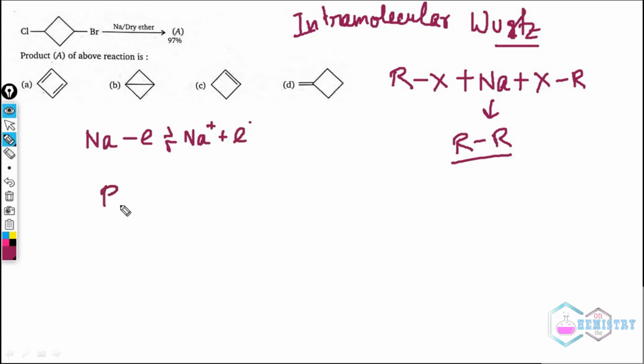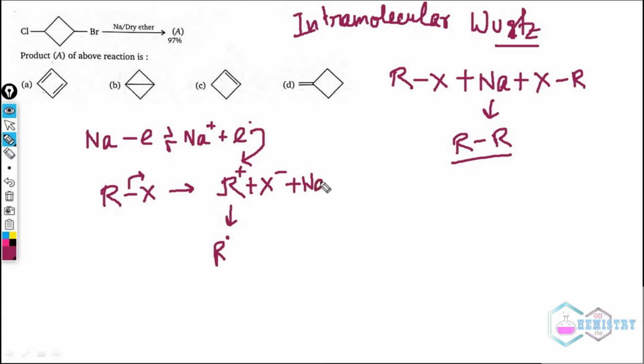then the alkyl halide gets dissociated like that, R plus and X minus, and this electron attacks the alkyl to form a radical, and the sodium takes the halogen away. Now two molecules of sodium react with two molecules of alkyl halide to produce two molecules of R dot, and they react with each other to form a new alkane. So this is how the reaction occurs.